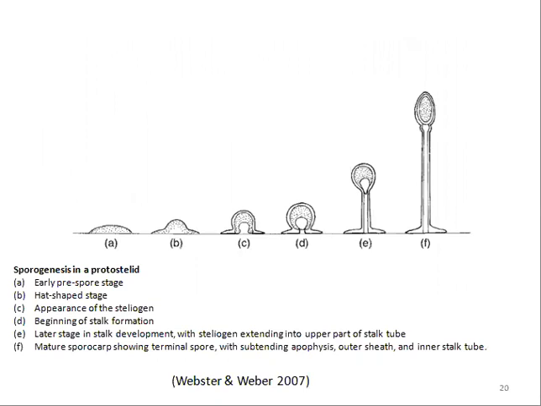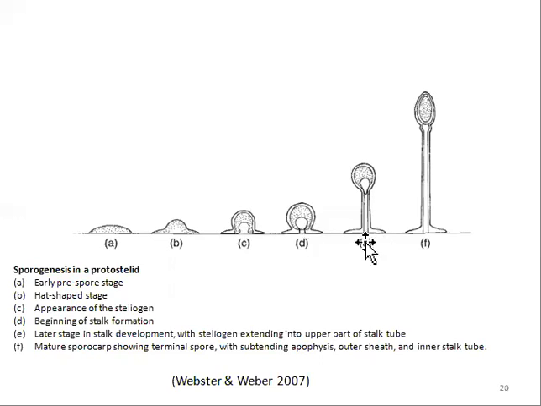Here in this picture, you can see the formation of sporogenous hyphae in the protostelid. A represents the early or pre-spore stage. B represents the head-shaped stage. Here you can see the head-shaped stage. C represents the appearance of the stereoregion. Here is the stereoregion. D represents the beginning of the stalk formation.